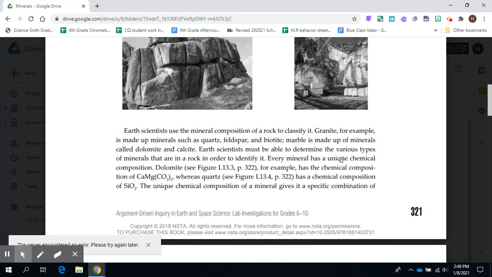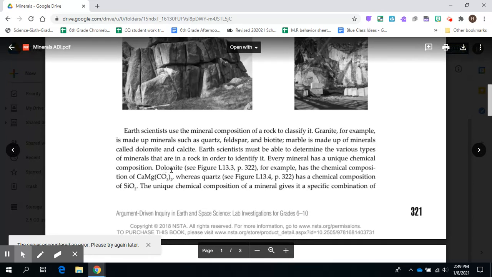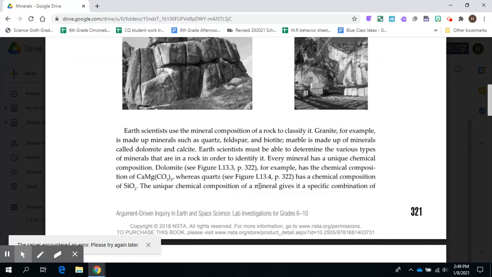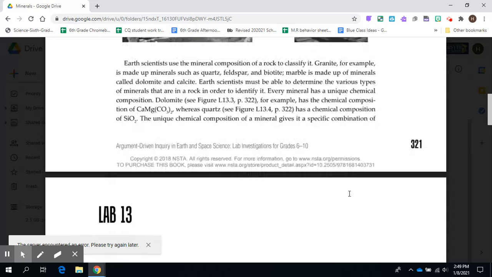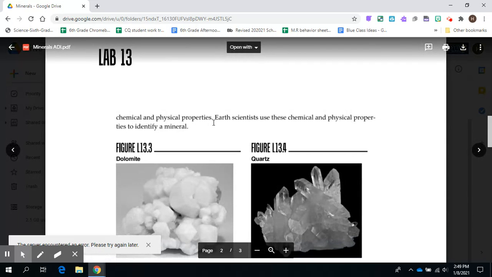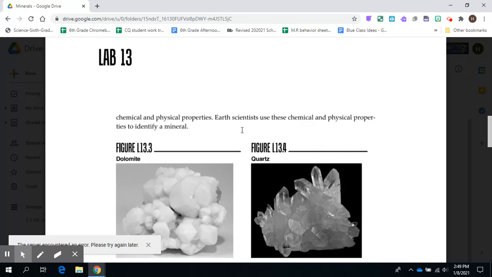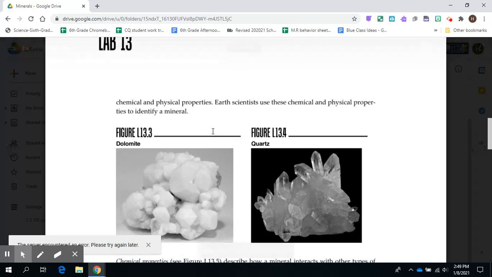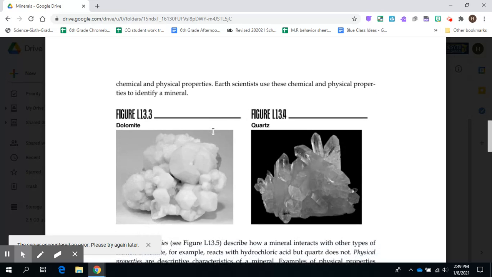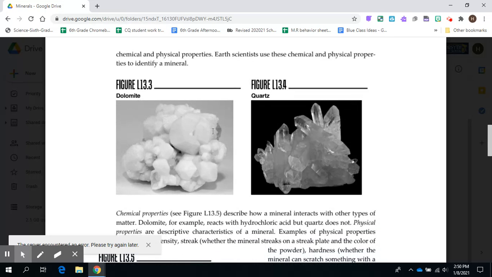Every mineral has a unique chemical composition. Dolomite, for example, has the chemical composition of this. We don't have to worry about that. Whereas quartz has a chemical composition of this. You don't have to worry about that either. The unique chemical composition of a mineral gives it a specific combination of chemical and physical properties. Earth scientists use these chemical and physical properties to identify minerals. All that paragraph is saying for us is, hey, every mineral is made up of something different. It has a different chemical composition, and that's what gives it different properties. That's why every mineral gives us a different result on these tests, and that helps us narrow it down to what mineral it is.